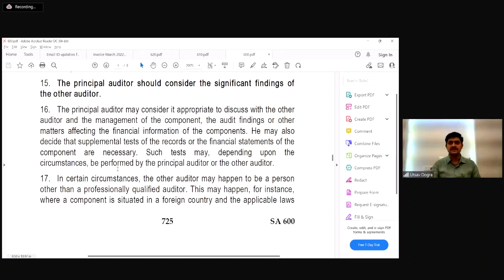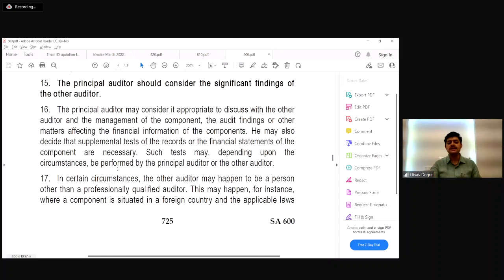He needs to look into the materiality and the audit procedure, how it had been applied, and then decide upon it. The principal auditor may also consider it appropriate to discuss with the other auditor and the management of the component the audit findings or other matters affecting the financial information of the component. So he can also talk to the management and the other auditors of all the components that he may find may impact his opinion on the consolidated financial statements.